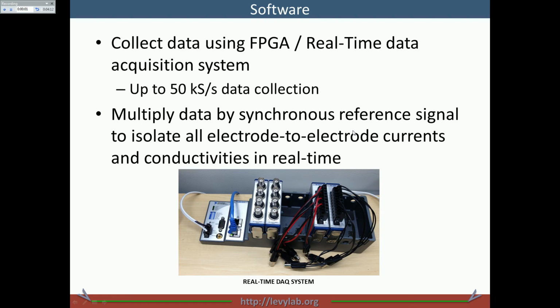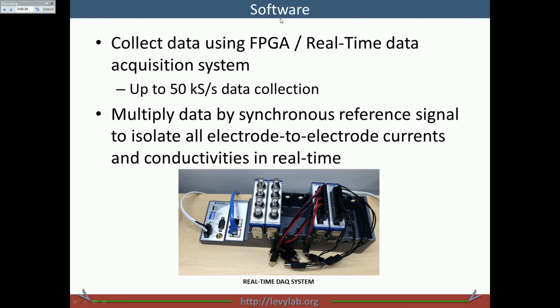So the system we are using to implement this technique is an FPGA, a real-time data acquisition system, and the real-time component allows us to... It's not just software, though. The data acquisition system. Yeah, I mean, you're just calling it software, but yeah. The data acquisition system we are using is an FPGA real-time system. The real-time component allows for data collection at up to 50 kilosamples per second without any time halt.